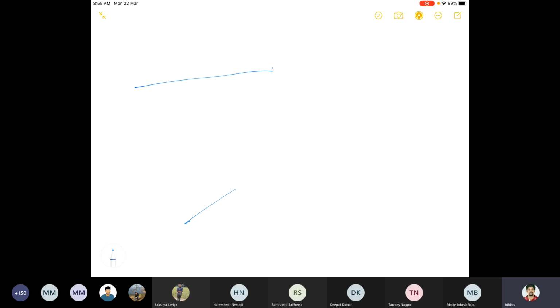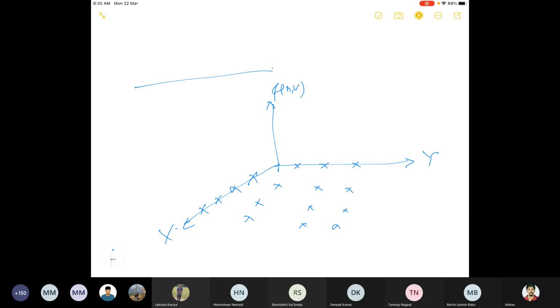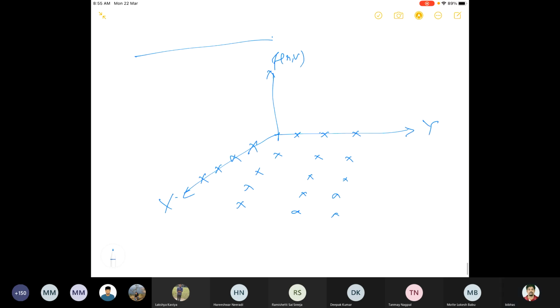Anyway, so we had this, and this is x, and this is y, and this is, let's say, the probability, f(x,y). Now we have the possible values here, and let's say these are the possible values of y. And we suppose we know the heights corresponding to all these values. This was height, and this is weight.